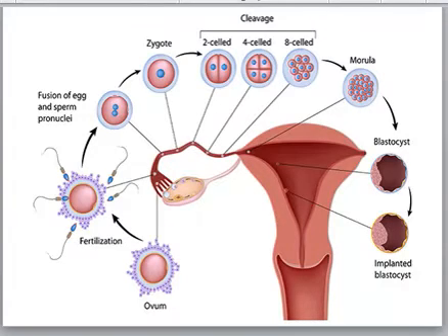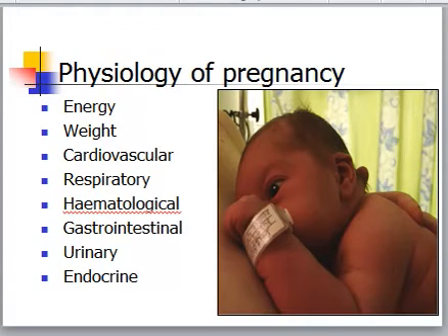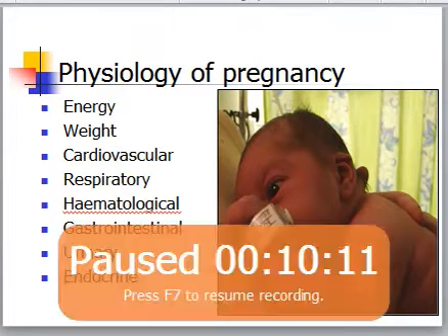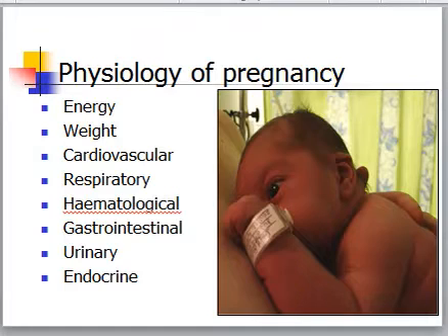So what changes occur during pregnancy? What are the body changes or physiological changes during pregnancy? Energy changes, weight changes, the cardiovascular system will be altered, and the respiratory, hematological, GI tract, urinary and endocrine systems. These are the changes that occur during pregnancy. Next, we are going to see about this. What about energy? We are going to see them one by one.